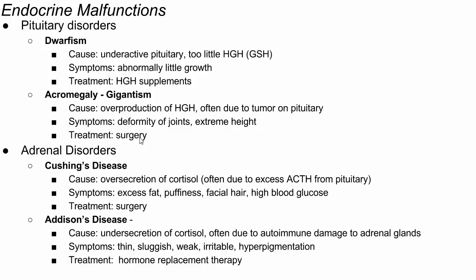If there's too little growth hormone, the bones don't receive the proper signals to elongate and grow during development, and it leads to dwarfism, an abnormally short person as they finish growing. There are HGH supplements that can be given to a child if it turns out they have a problem with their pituitary gland producing growth hormone.